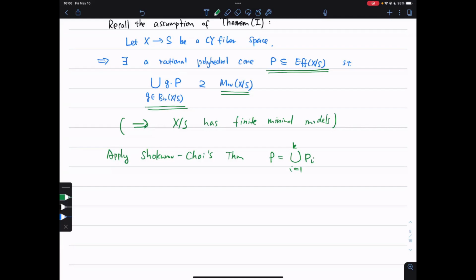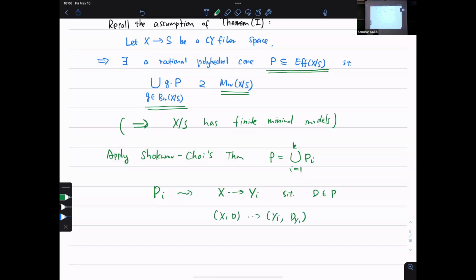So that means for each P_i, we can correspond to a minimal model Y_i. We can consider a birational map X to Y_i such that if D is inside of P_i, then this one is a minimal model.